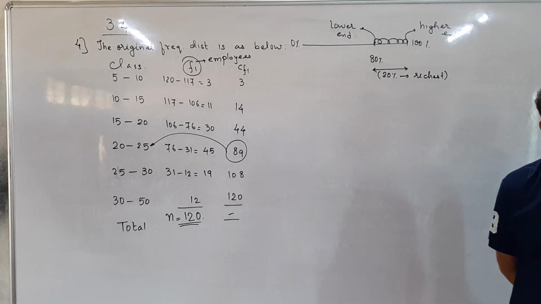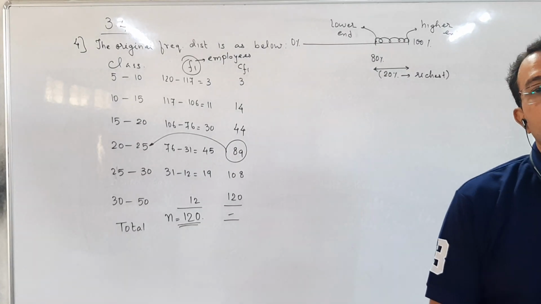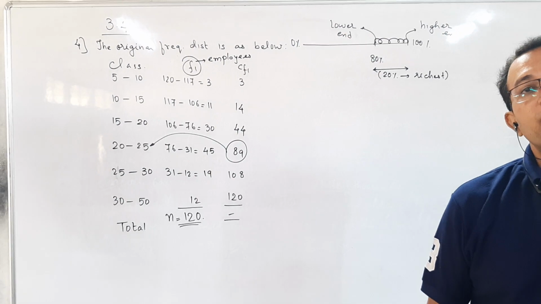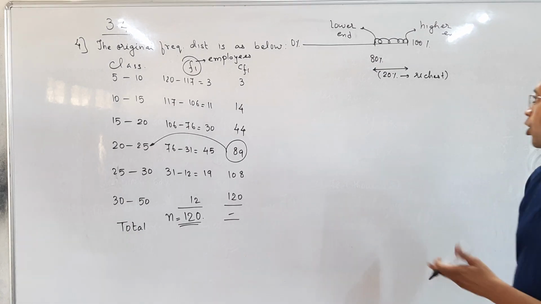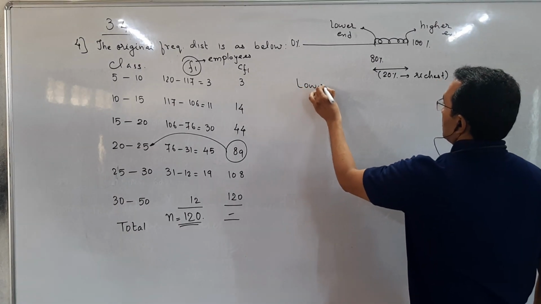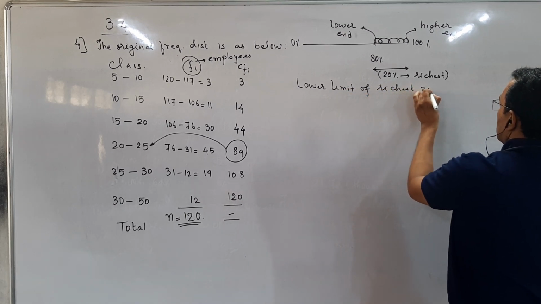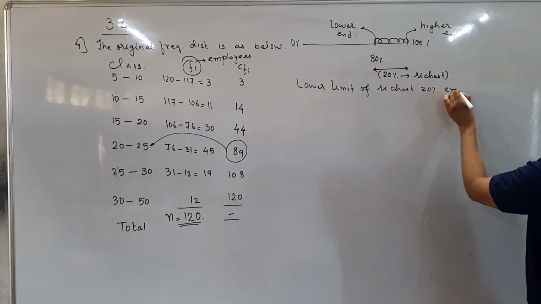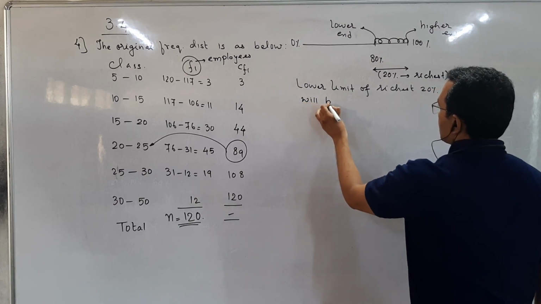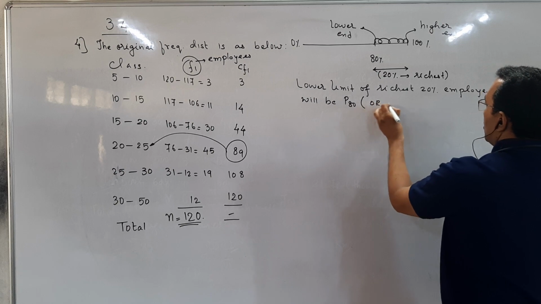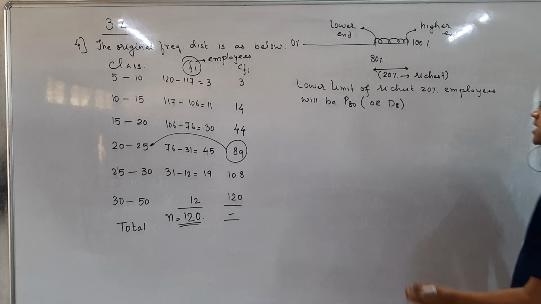Now 80% means P80, or even, students, I can take D8. The meaning is the same. But since this is percentage, we will go for P80. Even if you find P80 or D8, your answer is the same. So, the lower limit of the richest 20% employees will be P80 or D8. It is the same thing. But since this is percentage, I will go for P80.